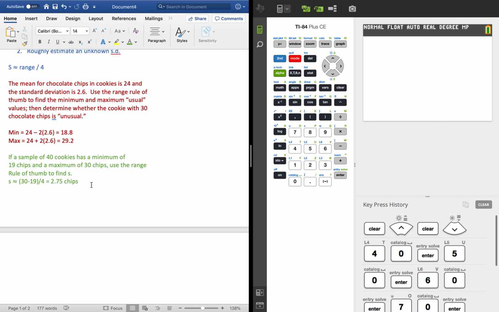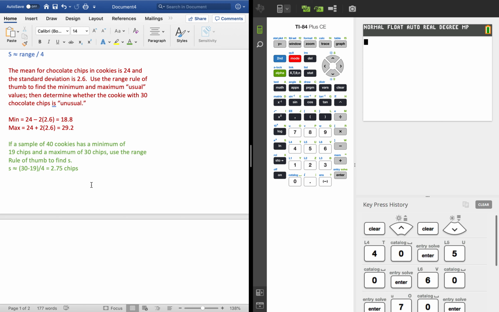And the last one, the green problem: if a sample has 40 cookies and has a minimum of 19 chips and a max of 30, use the range rule of thumb to find S. Remember, S is the sample standard deviation. To find that using the range rule of thumb, it's right up here. You take the range, look at the blue up to the top. You take the range, which is 30 minus 19, which is 11, divide it by 4, and you get 2.75. That's a quick version of a standard deviation.